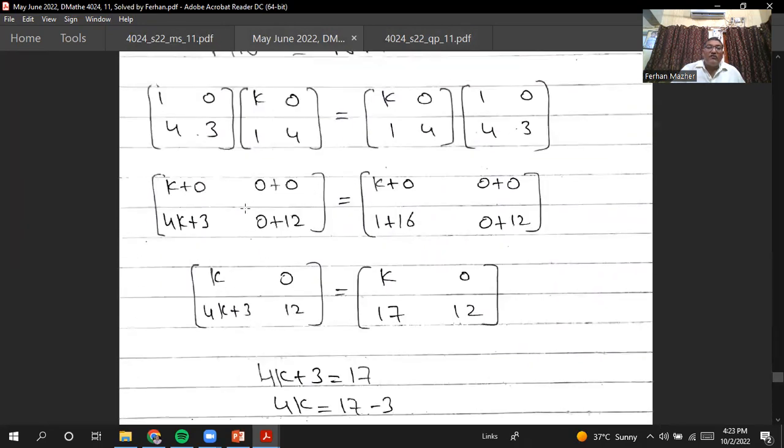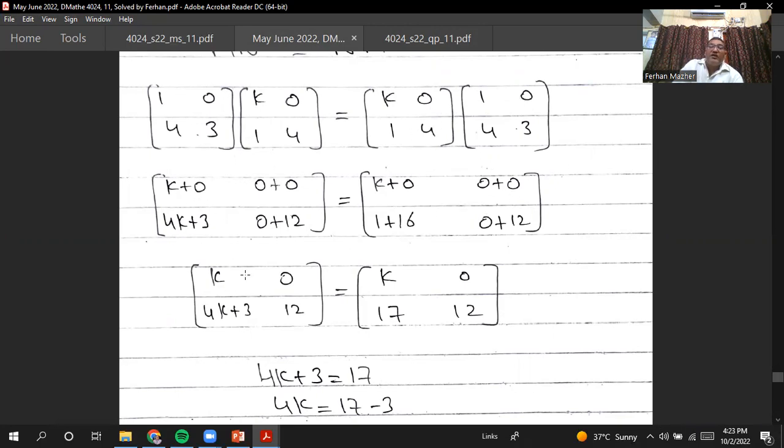k014 1043. So from here I will take the rows, and from here I will take the columns. I will multiply them. So 1 times k is k plus 0 times 1 is 0. 1 times 0 is 0 plus 0 times 4 is 0. 4 times k is 4k plus 3 into 1 is 3. 4 into 0 is 0 plus 3 into 4 is 12. Here k multiply 1 is k plus 0 multiply 4 is 0. K multiply 0 is 0 plus 0 multiply 3 is 0. 1 multiply 1 is 1 plus 4 multiply 4 is 16. 1 multiply 0 is 0 plus 4 multiply 3 is 12.